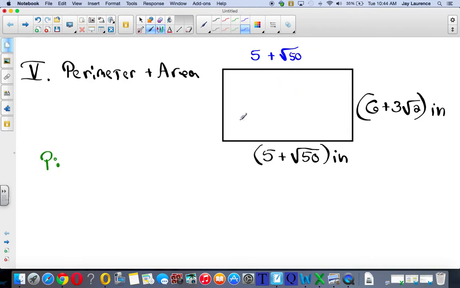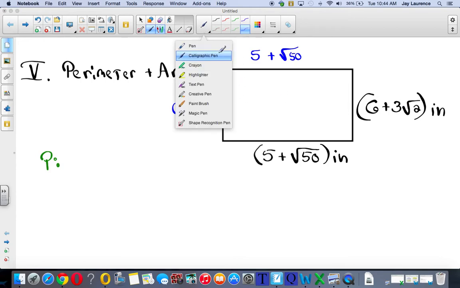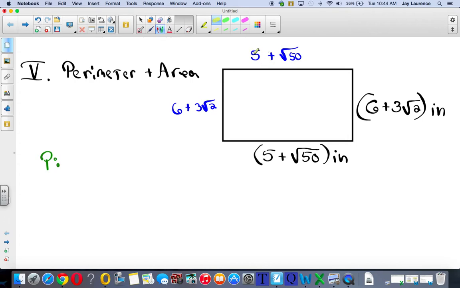So I'm rewriting these on both sides, right? Because it's a rectangle. And I'm going to go through and highlight my rational numbers. Looks like I got a 5 and a 5 and a 6 and a 6. The rational part of my answer will be 22.